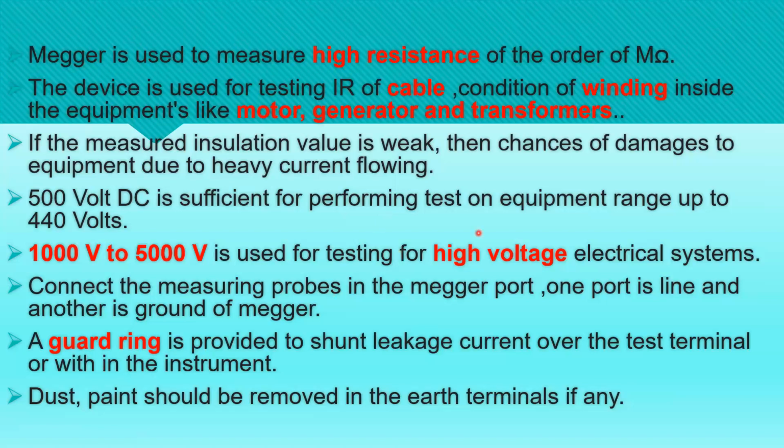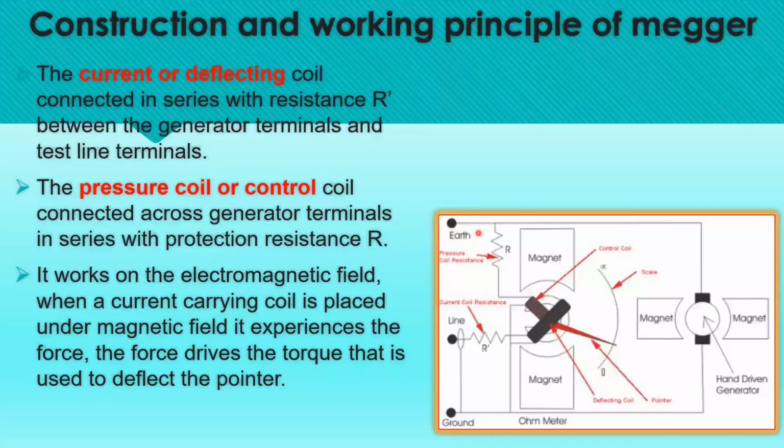Moving to the next slide. This is what they are mentioning as a guard ring. The guard ring is used to dissipate the leakage current which is formed in the terminals or in the equipment. The leakage current has to be dissipated to the ground.